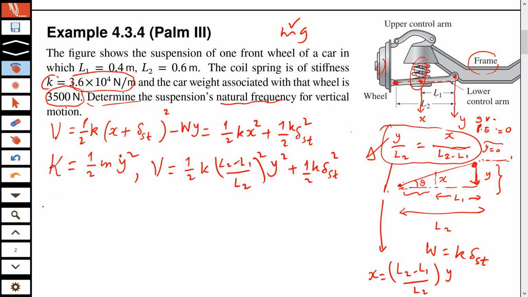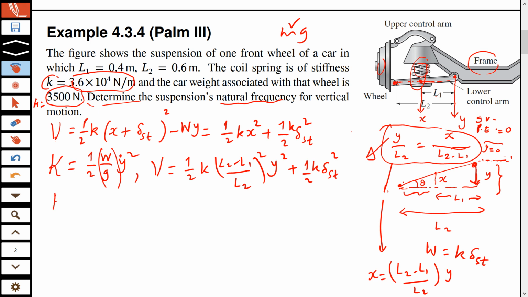Okay. So now this m is a question, because we don't have m, we have w. Okay, w is the weight. So instead of writing m, I can write w by g. I hope you get this point. Half w by g, because w by g will give me mass.